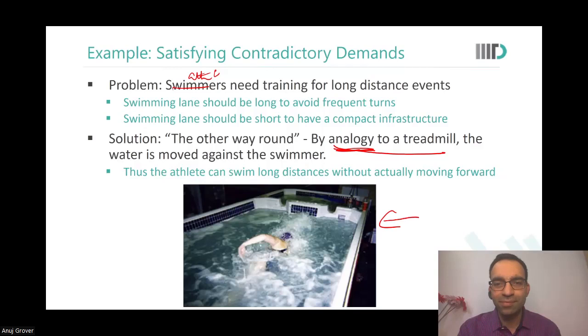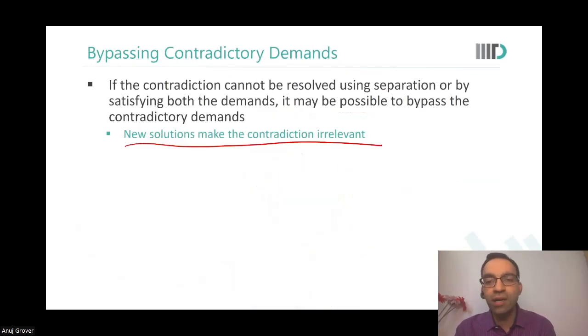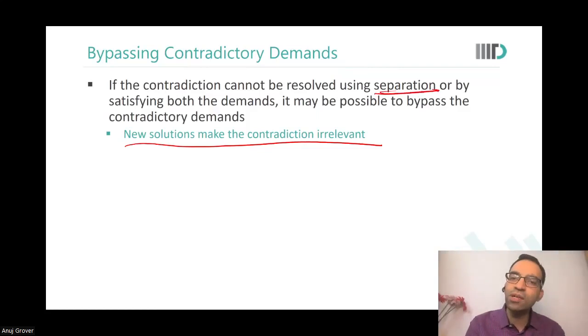And if someone's solution has nothing to compare with, then what do you do in that situation? We are coming to exactly that. You bypass the contradictory demands. If neither the separation principles work and you're not even able to satisfy both the demands, then you bypass them. You look for new solutions which make the contradiction irrelevant.